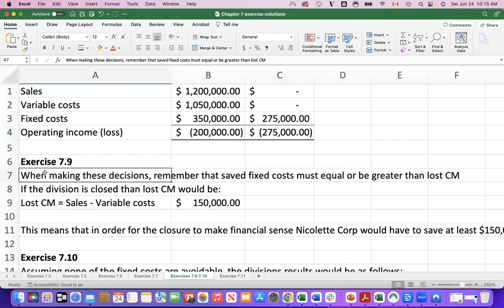It always goes back to this statement here. Please, please, please remember this. When you're making this decision, whether to eliminate a segment or to keep it open, compare the contribution margin you're giving up to the fixed costs that you're saving.